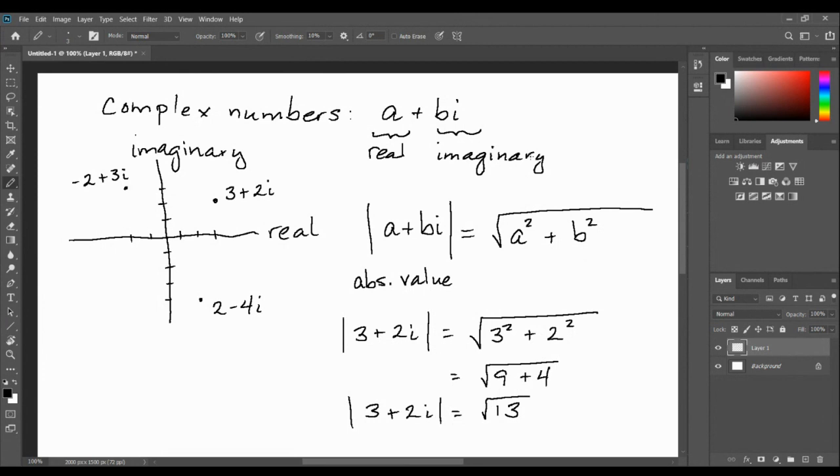You will be asked to find the absolute value of some of these complex numbers, and that's all you need to do. Notice the i we just kind of ignored because, well, we're squaring i, which would give us a negative, but you don't even worry about that. You just look at those coefficients a and b. That gives you that absolute value. So that's just kind of an aside.